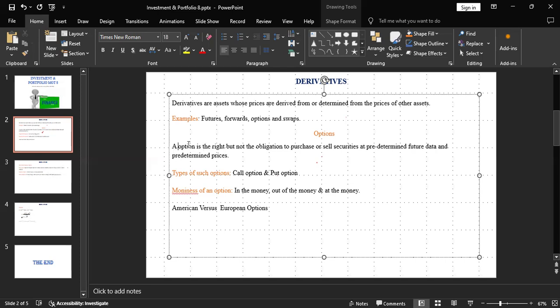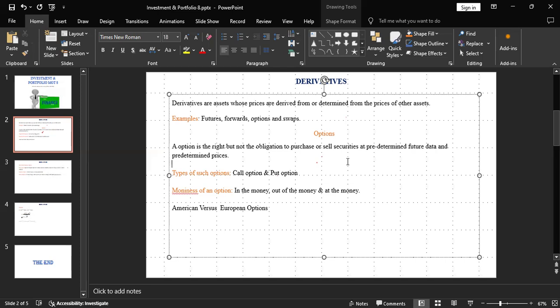Now an option, as the name says, is optional. You are not obligated. So you can decide to go on with it when the time comes or not. We have two main types of option: we have call option and we have put option.